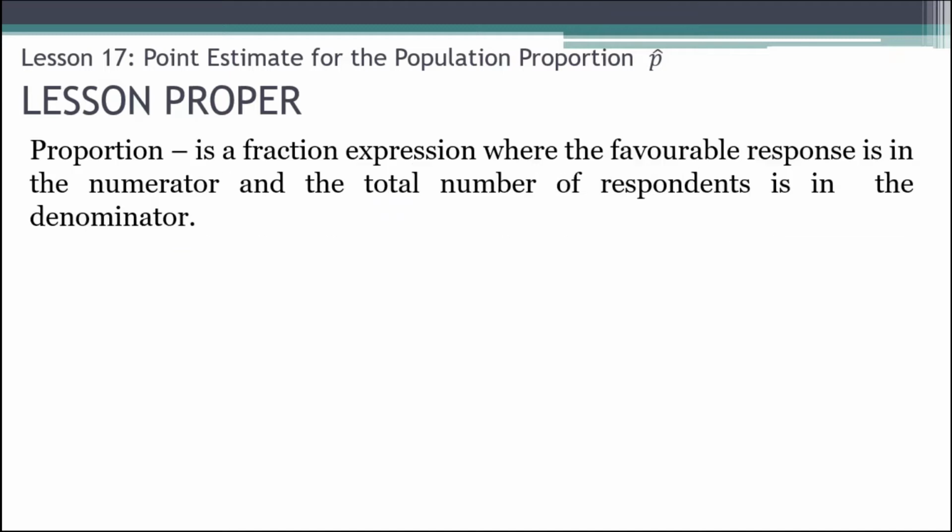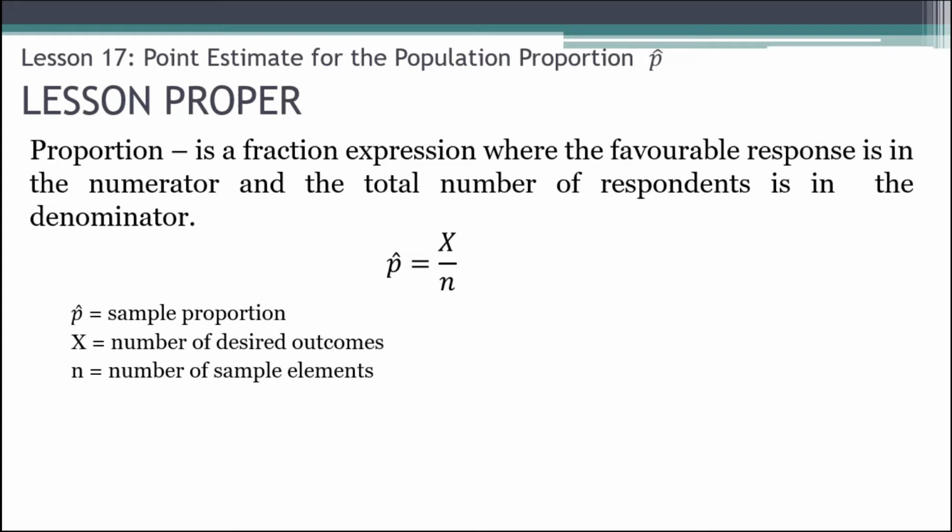Now, what is a proportion? Proportion is a fraction expression where the favorable response is in the numerator and the total number of respondents is in the denominator. So, simple lang pala, sir. Fraction lang pala yan. Yes, it's that simple. It is just a fraction. So, it is denoted by this formula, P hat is equals to X over N, where P hat is our sample proportion, X is our number of desired outcomes, and N is the number of sample elements. So, parang nagpe-percentage lang. Divide lang, diba?